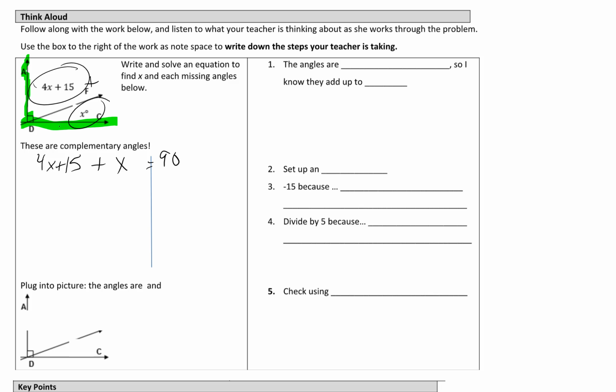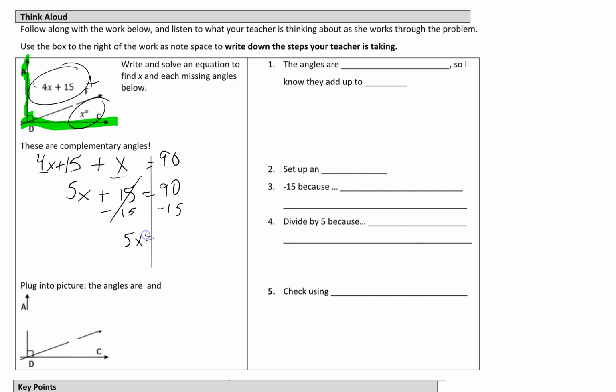Now that I have this equation, first I see that I have a 4x and an x, so I'm going to go ahead and combine those. So 5x plus 15 equals 90. Now I have a two-step equation that I need to solve. So I'm going to start with the constant here, which is 15, and do my inverse operations.